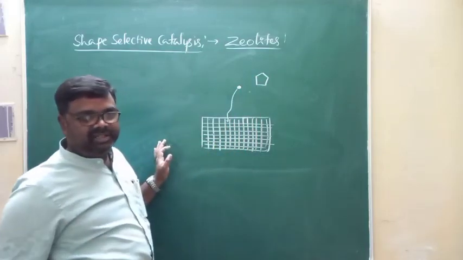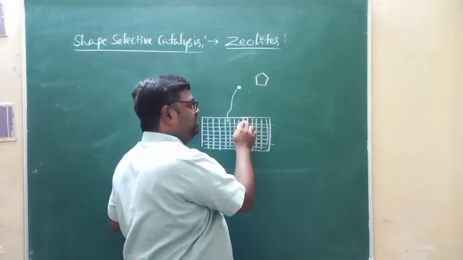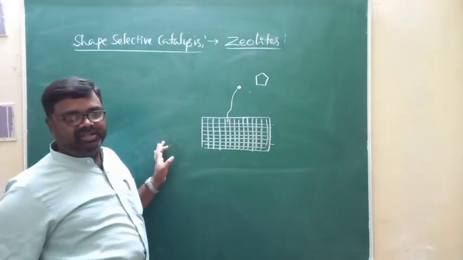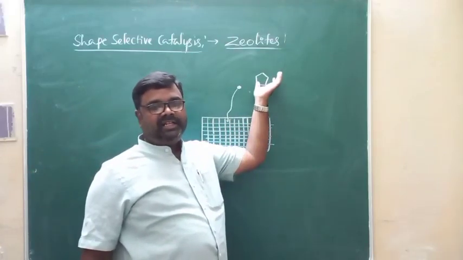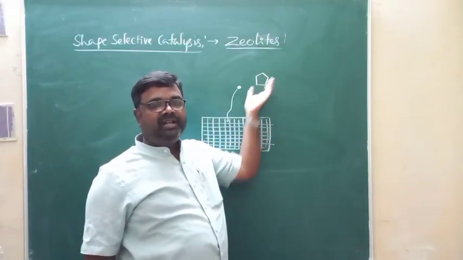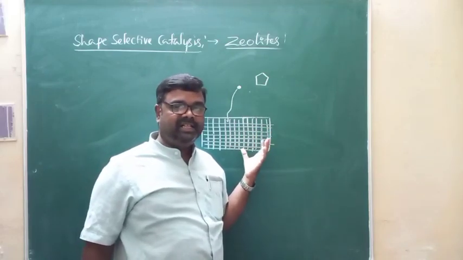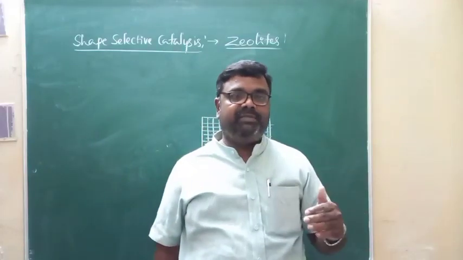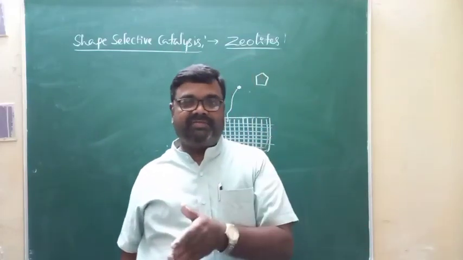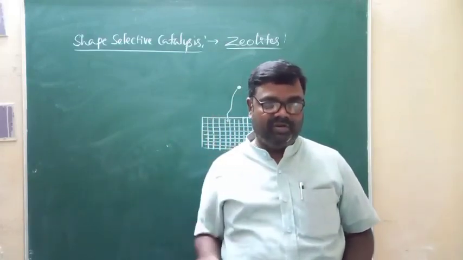cavities of zeolites. At the same time, the shape of the reacting molecule is different from the shape of the cavities of zeolites. In such cases, zeolites do not adsorb the reacting molecules which are too big to enter into the cavities of zeolites. That's why I said the catalytic activity of zeolites depends on the size and shape of the pores and cavities on their surfaces. At the same time, size and shape of the reactant and product molecules.